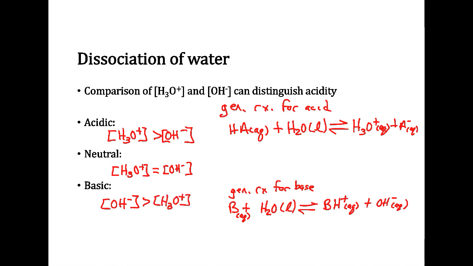Keep this in mind as we compare the concentration of H3O+ to OH-. If H3O+ is greater than OH-, it's acidic. If they're approximately equal, or at least on the same order of magnitude, there's a good chance it's neutral. And if the hydroxide concentration is greater than the hydronium, then it is in fact basic. So let's go ahead and try a sample calculation.